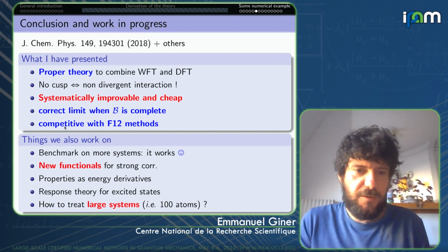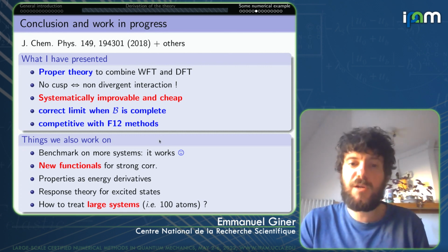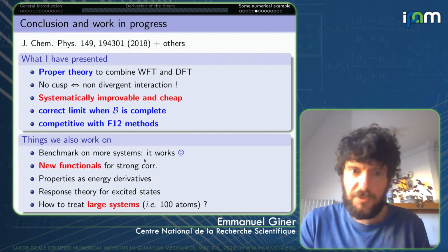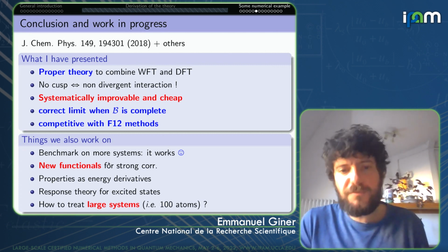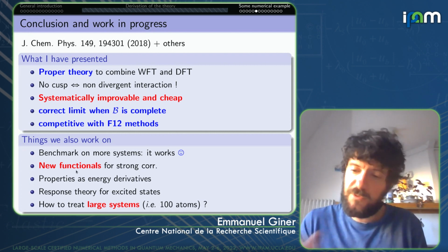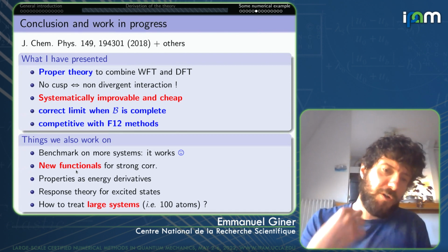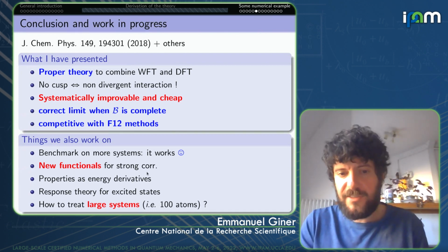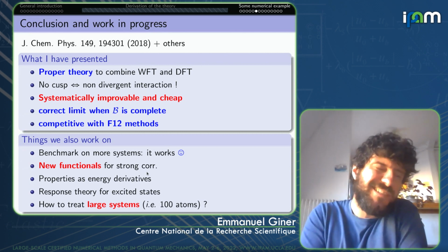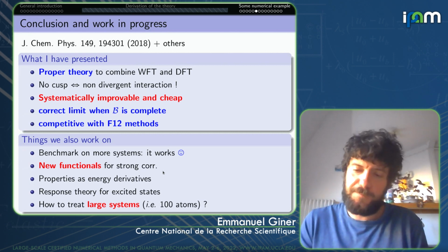Things that we also worked on: we did more benchmarks on more systems, including transition metals, and it works also. We also introduced new functionals for strong correlation. We are now computing properties as energy derivatives, so without the self-consistent procedure. And now we are also working on response theory for excited states. And also we are thinking about how to treat large systems, with like hundreds of atoms.